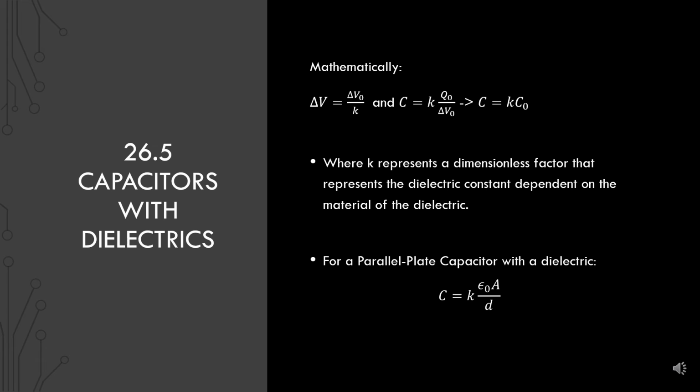Capacitors with dielectrics. Dielectrics are defined as non-conducting materials such as rubber, glass, or wax paper. For capacitors that contain dielectrics, voltage and capacitance can be defined mathematically as a combination of these two formulas, simplified to capacitance is equal to K, the dimensionless factor that represents the dielectric constant, dependent on the material of the dielectric, multiplied by the initial capacitance. For a parallel plate capacitor with a dielectric, capacitance is equal to this K constant times the permittivity of free space multiplied by area over distance.